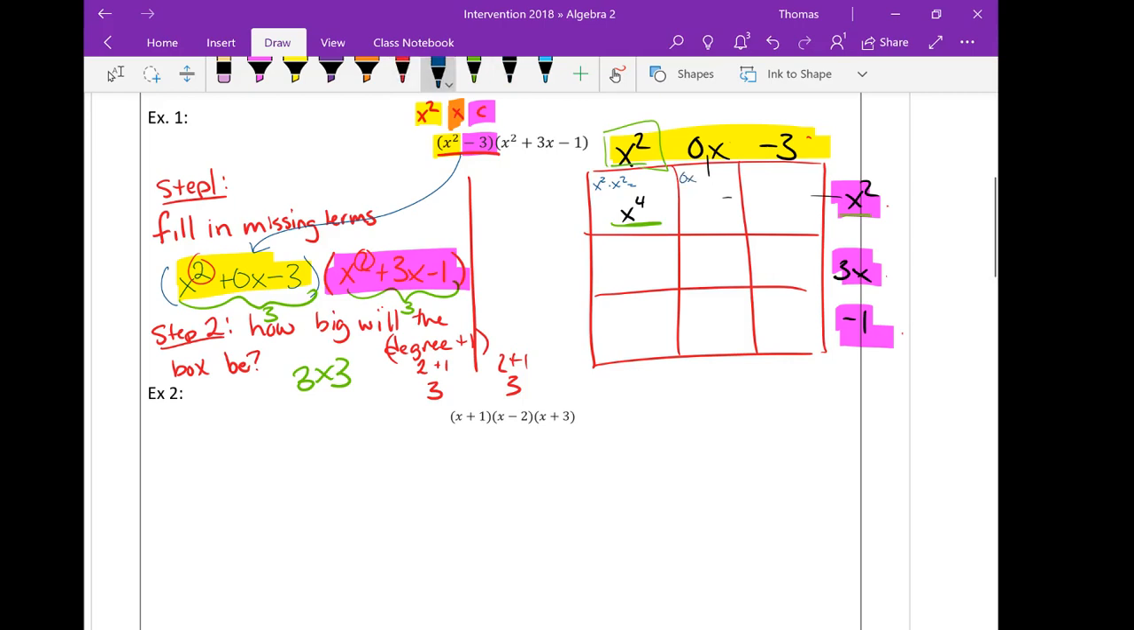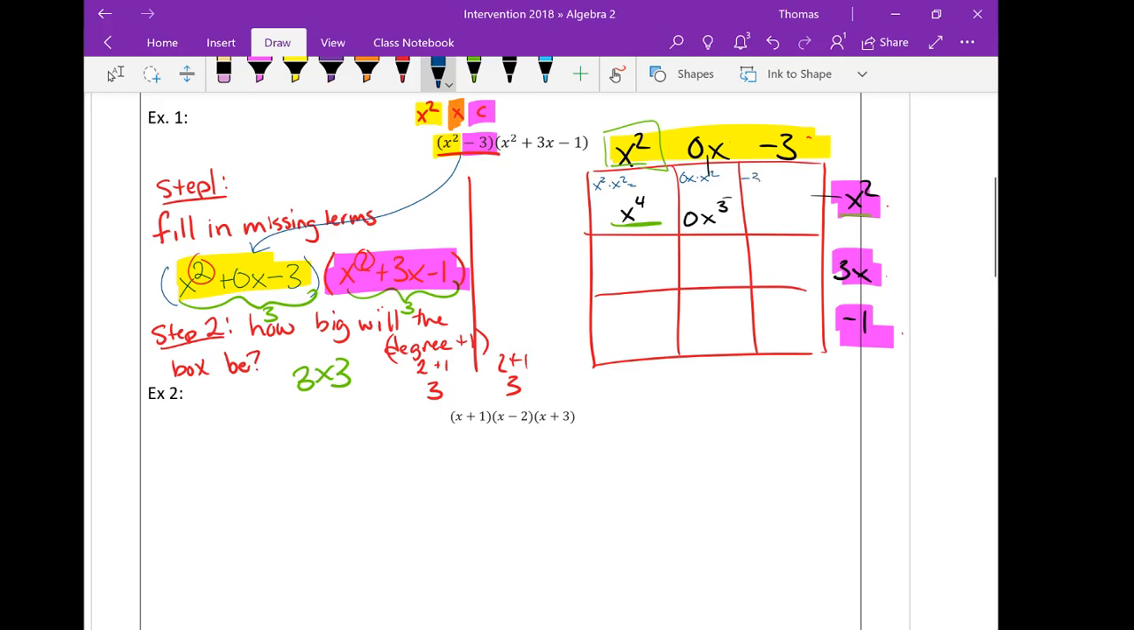So this one is 0x times x squared. That's going to be 0x cubed, because that's 1, 2, 3 x's being multiplied together, so that's x cubed. And the 0, there's 0 of them.